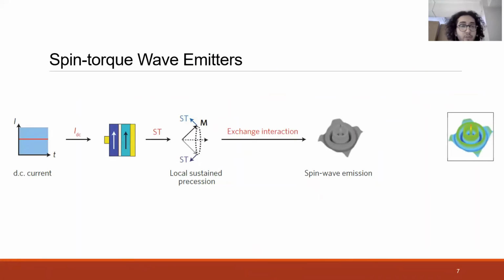Here is another example, the spin torque wave emitter. We use direct current again, but this time the stack is different. There is a point contact instead of a bigger one, which helps to observe the wave emission thanks to locally sustained precession. And we also obtain this kind of graph, this kind of figure.